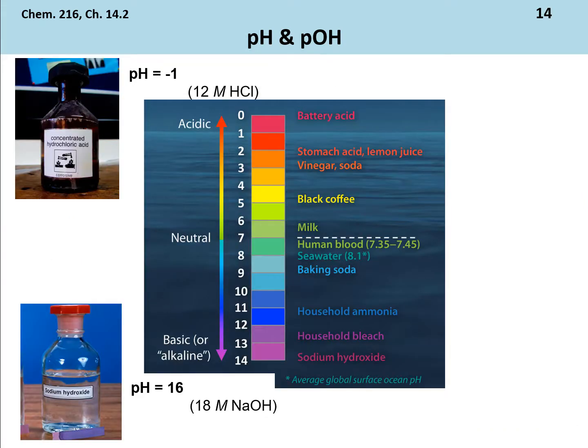All right. Usually we're between 0 and 14, but we can actually get things that are even more. If I had concentrated hydrochloric acid or concentrated sodium hydroxide, a base, we could get pH negative 1 or pH 16. These are very rare, though. If you're dealing with these, you have to be very careful in the lab. Okay. So that's the pH scale.